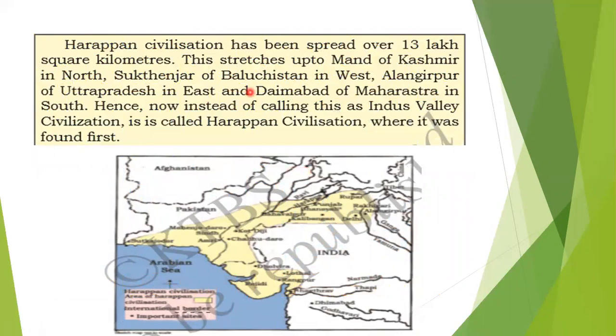The Harappa civilization has spread over 13 lakh square kilometers. This stretches up to Manda of Kashmir in the north, Sutkagen Dor of Balochistan in the west, Alamgirpur in Uttar Pradesh in the east, and Daimabad of Maharashtra in the south. These are the places. Instead of calling it the Indus Valley civilization, it is called the Harappa civilization, because it was found first there. So Indus civilization is nothing but Harappa civilization.